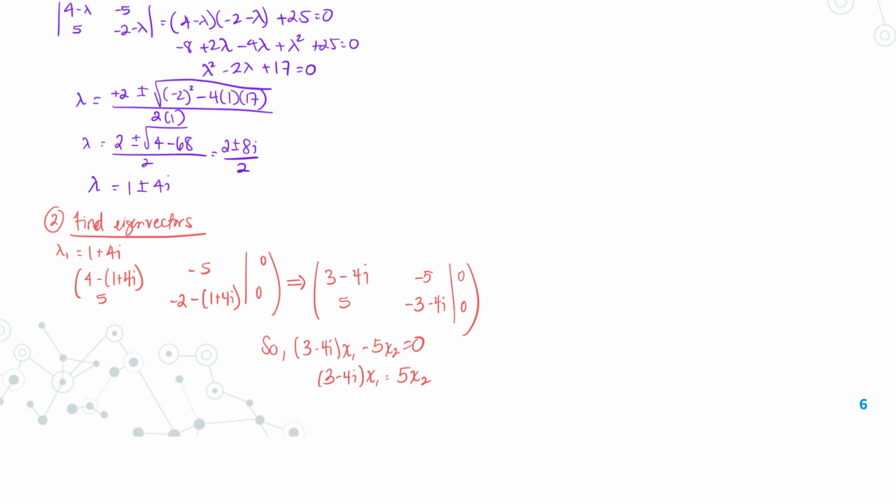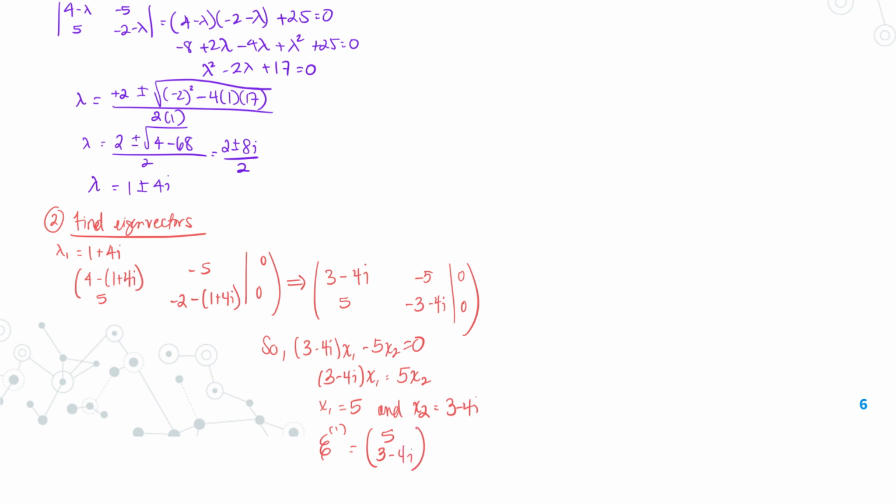And this is the trick here. So we need to find a way to make these two sides equal. So if x1 is 5, then I have 3 minus 4i times 5. On the other side, I already have a 5, so x2 has to be the other factor there, which would be 3 minus 4i. So our eigenvector would be 5 and 3 minus 4i.